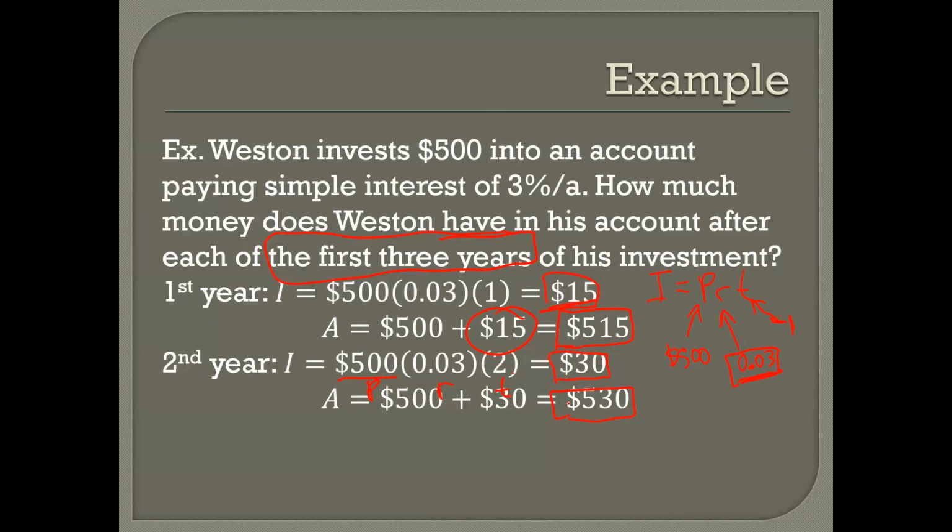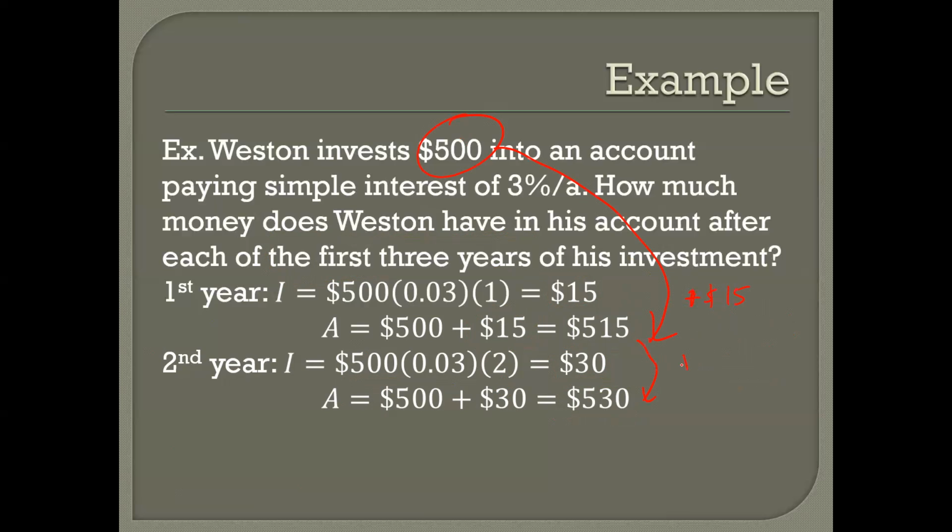So I'm hoping everyone is starting to see what is happening here. What do you notice already? Well, I started off with $500. After 1 year, I have $515. After 2 years, I have $530. This looks like linear growth, right? Because we're increasing by $15 each time.